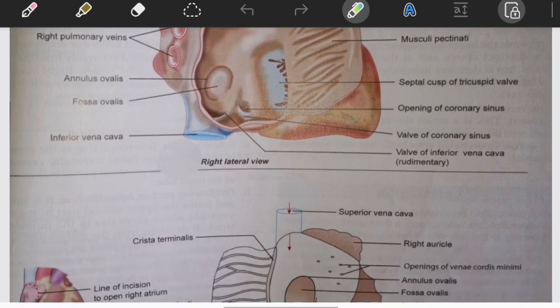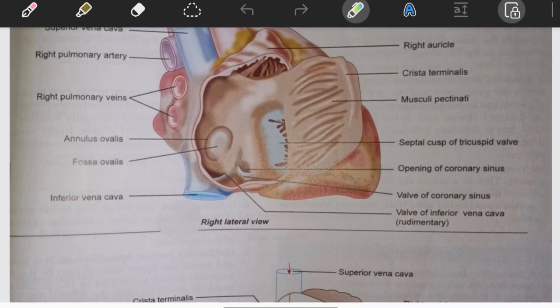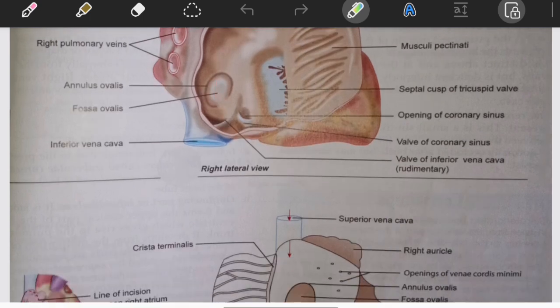Limbus or annulus of the fossa ovalis. Surrounding the fossa ovalis is a raised ridge called the limbus or annulus of the fossa ovalis. This prominent margin represents the lower free edge of the septum secundum during development. So remember, the fossa ovalis is the floor and the limbus is the raised border.